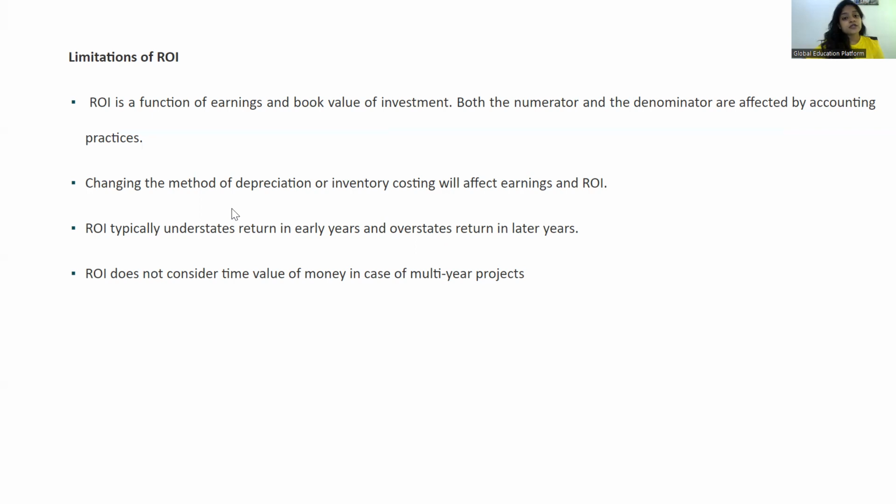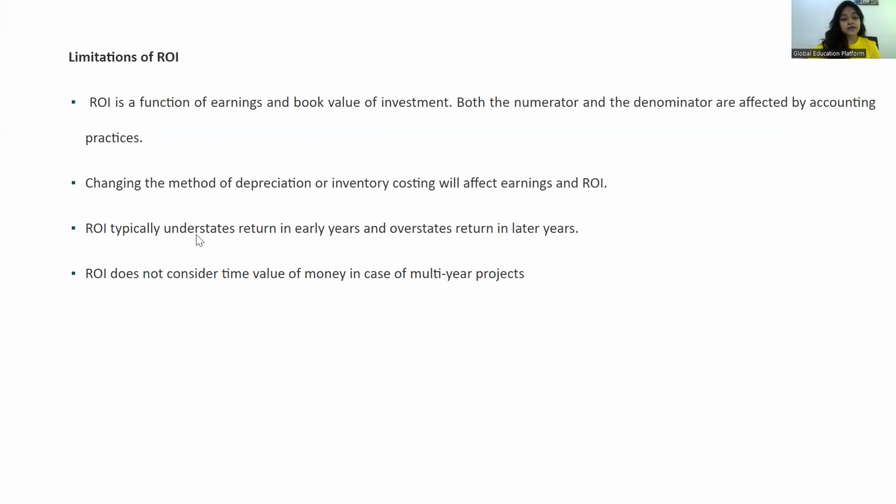ROI is a function of earnings and book value of investment. However, the numerator and the denominator are affected by accounting practices. Changing the method of depreciation or inventory costing will affect earnings and ROI. So this is why we can't compare, because the depreciation calculations would vary from one organization to another. So benchmarking is difficult in this case.